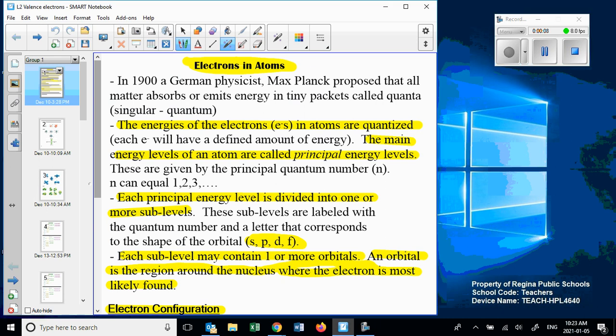Pause this screen and jot these notes down here. Electrons and atoms. Take a minute, I will pause, and then continue on with electron configurations.